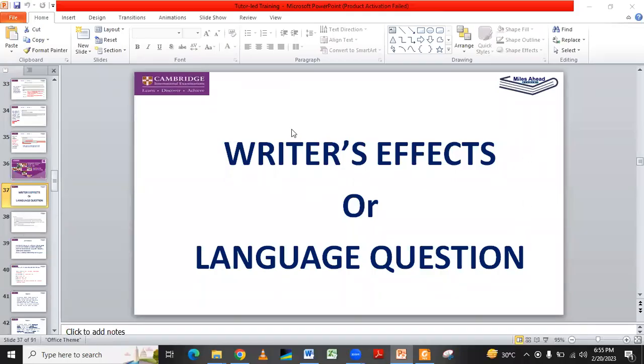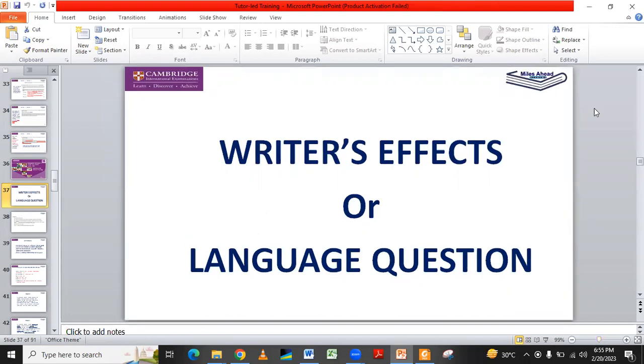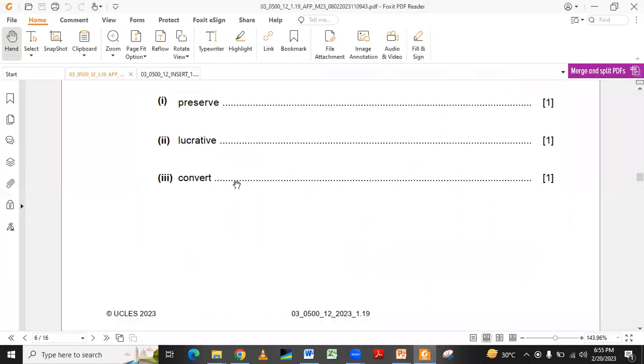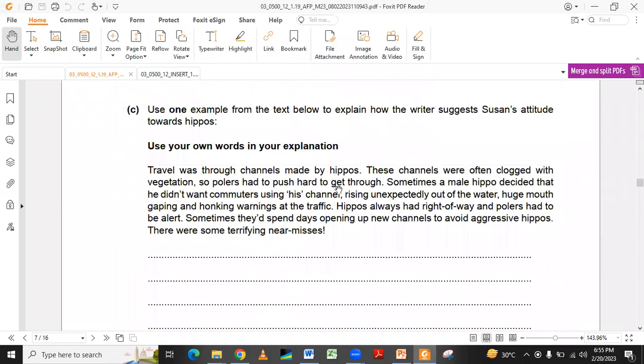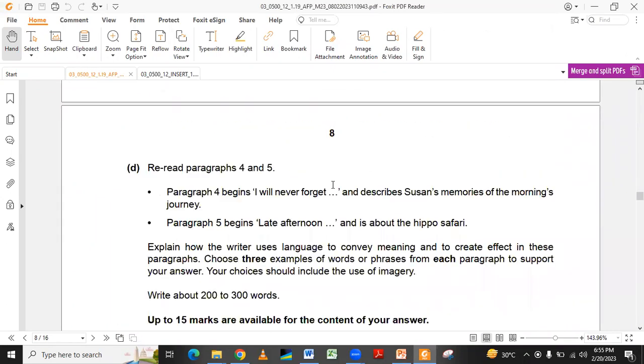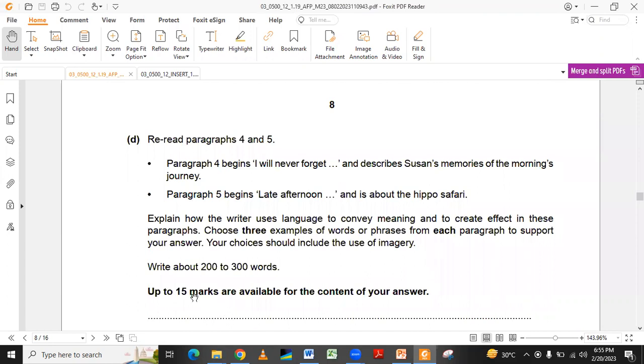So this topic, the language question, is the most dreadful topic for IGCSE students. If you ask any student sitting IGCSE first language, they'll tell you that the challenge I have is writer's effects. Now, let's look at the writer's effects question. Though in paper one, you have what we call the mini writer's effects, the third question, before the main writer's effects question. Like you know, it carries 15 marks.